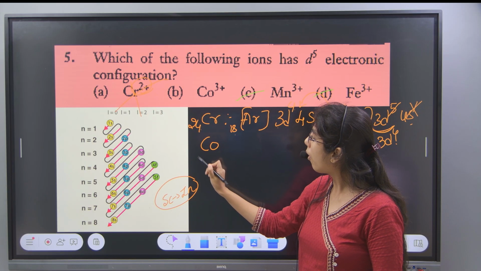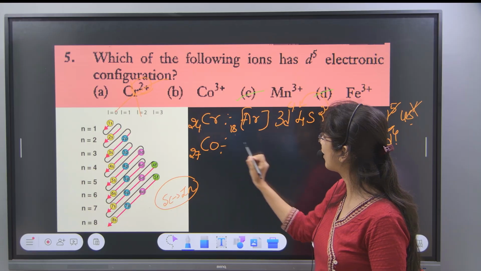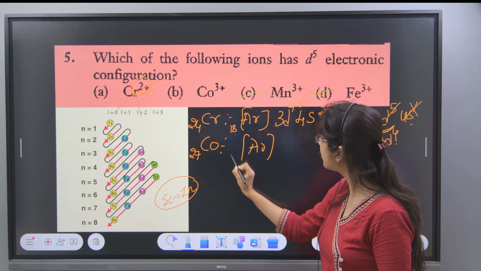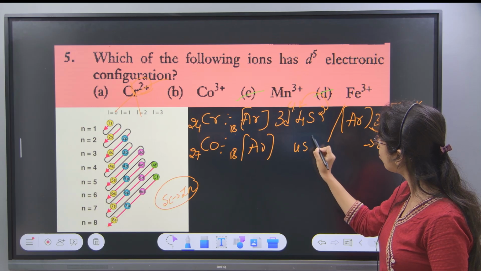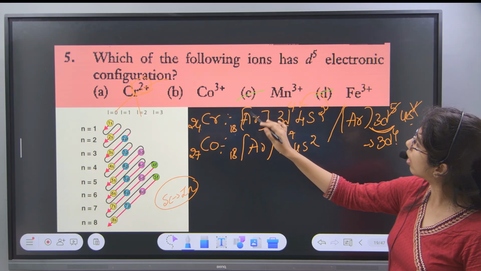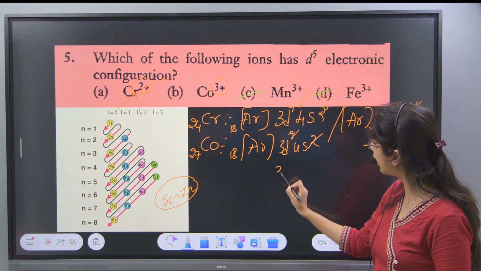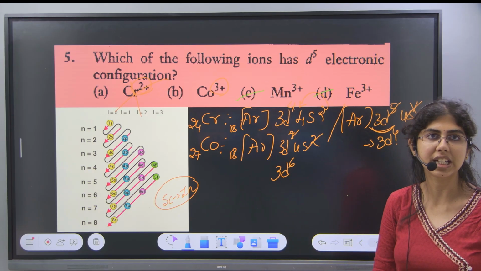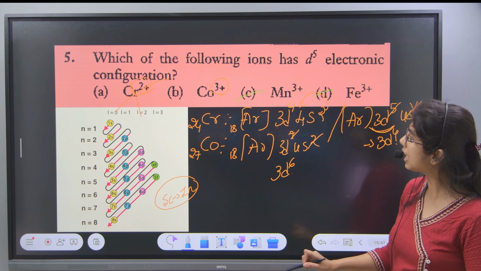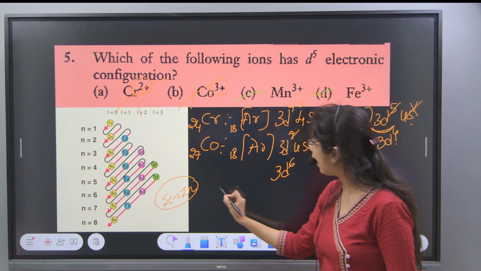Okay, cobalt. What is the atomic number? 27. Argon is 18, then 4s2, 3d7. Again, we shall remove 3 electrons, 3 plus: 2 from here, 1 from here. What do we get? 3d6. Again, it is not possible. Option B eliminated.